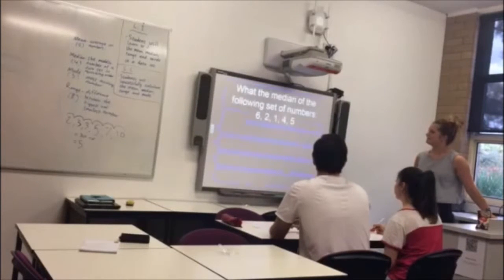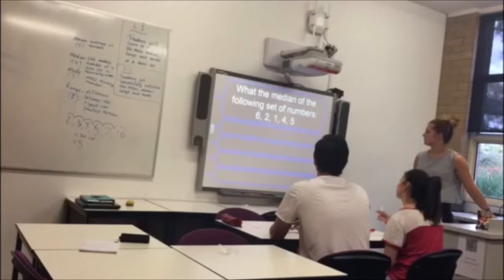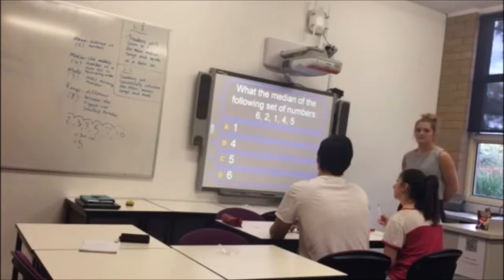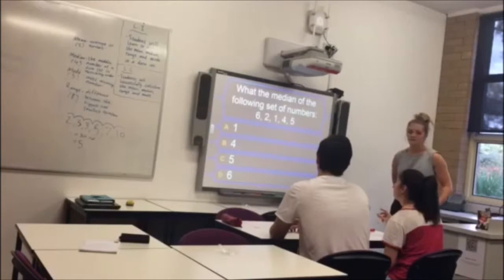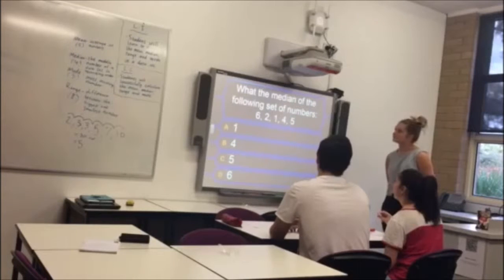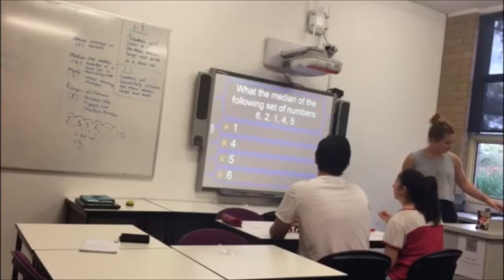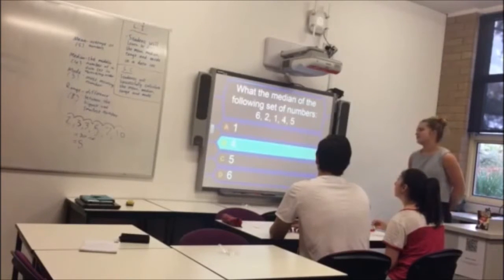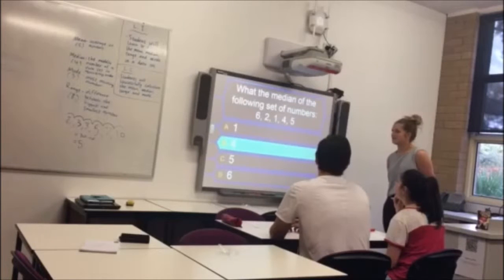Question 5. What's the median of the following set of numbers? 6, 2, 1, 4, and 5. Is it 1, 4, 5, or 6? Who's got the answer? Is it B, 4? Charlotte? Is it 1? So A? Oh, no. Can you explain that, please, David?